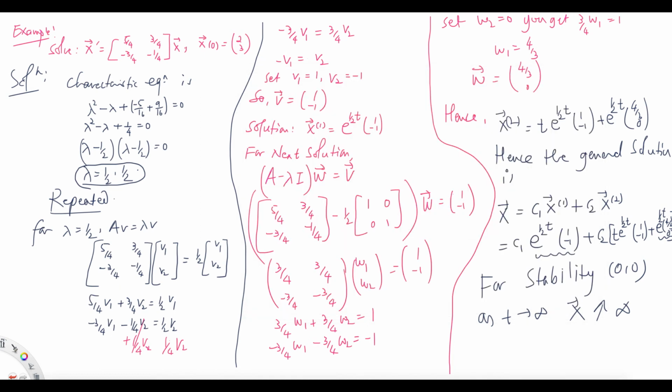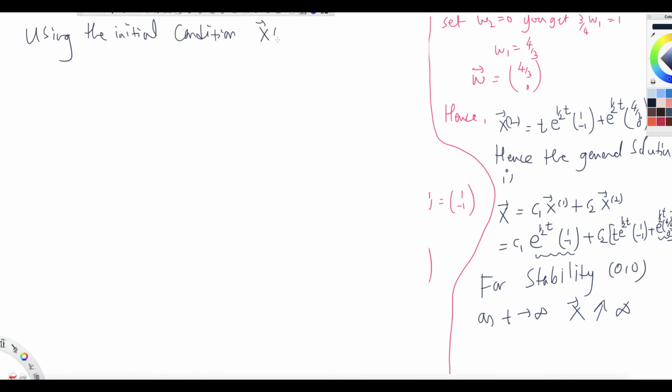Okay, it has given the initial condition, right? So the next thing I want to do is use the initial condition. What is the initial condition? Initial condition is given as x0 equals (2, 3). So let us do that. We have x0 equals (2, 3).